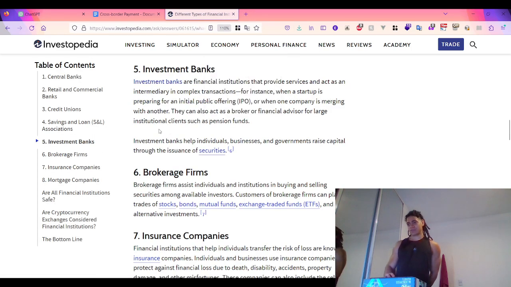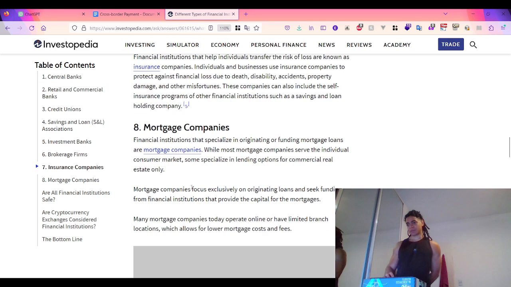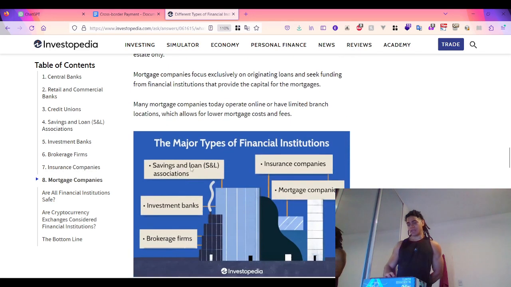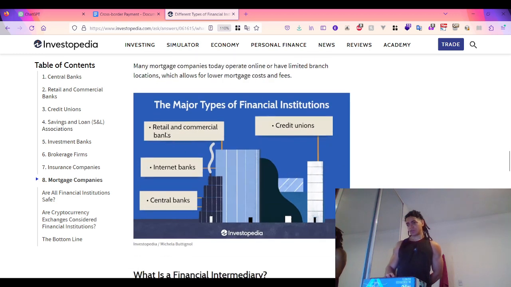Brokerage firms, insurance companies, mortgage companies. The major types of financial institutions: retail and commercial banks, internet banks.